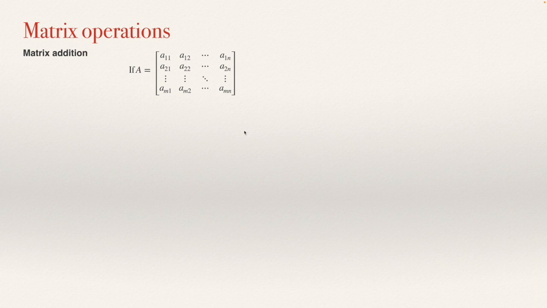The second matrix operation will be matrix addition. So you need to have two matrices in this case. The two matrices need to be of the same size. If matrix A is this matrix, and matrix B is something similar, B11, B12, etc., until B1n. Because if this matrix has m rows and n columns, then the matrix B needs to have the same size, m rows and n columns.